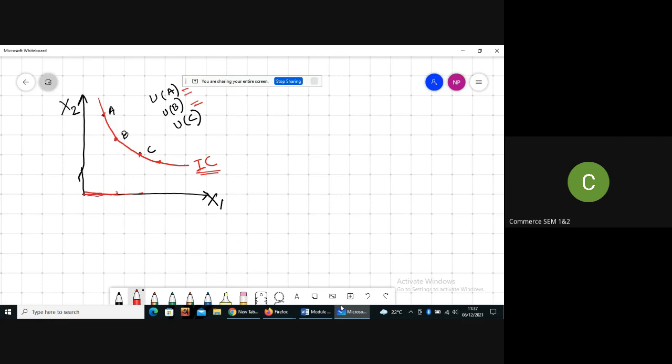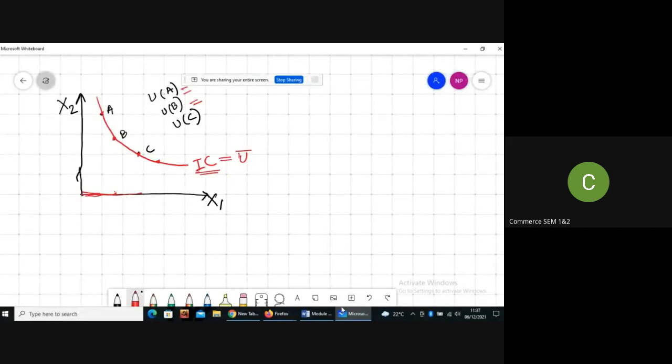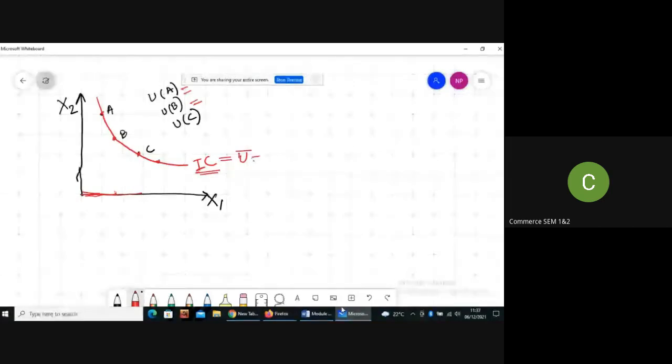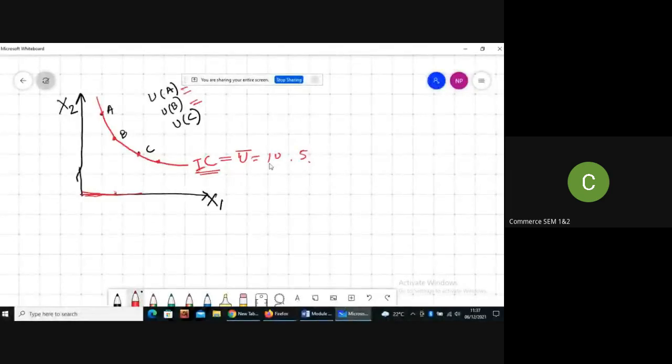So along an IC, the consumer's utility will be constant, or we call it U bar. It can be 10, it can be 5, anything. It's constant. But here we cannot quantify, so we cannot say it's 5 or 10. We can specify the amount of utility as constant, but we do not know the exact amount.